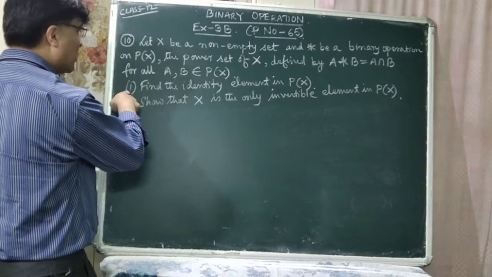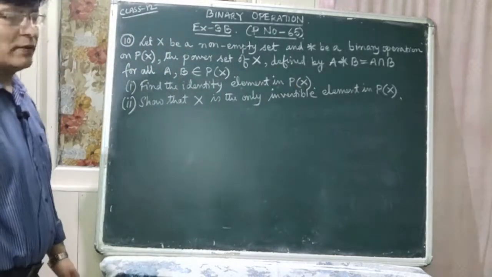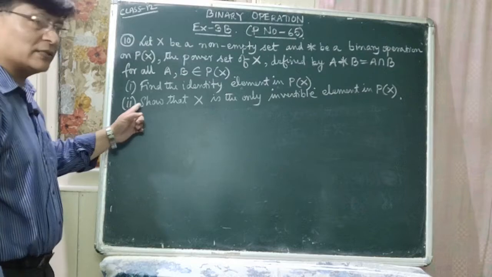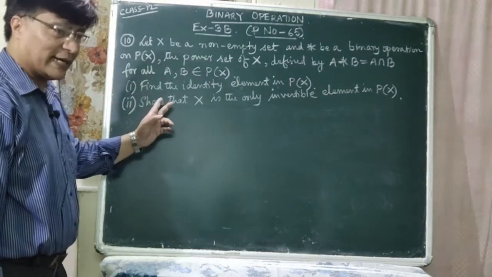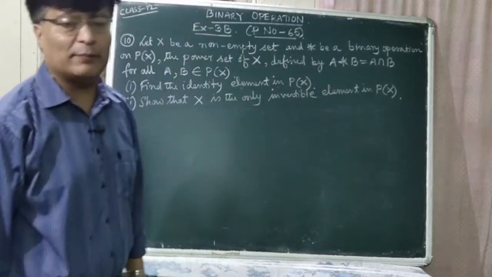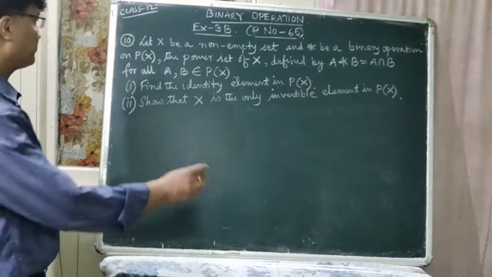Now you have to find out, number 1, the identity element in P of X. And number 2, you have to show that this capital X is the only invertible element in P of X.